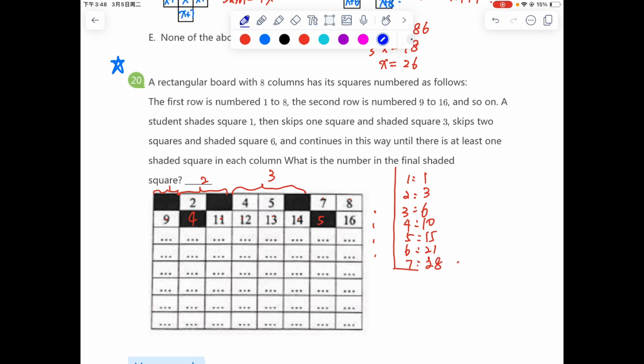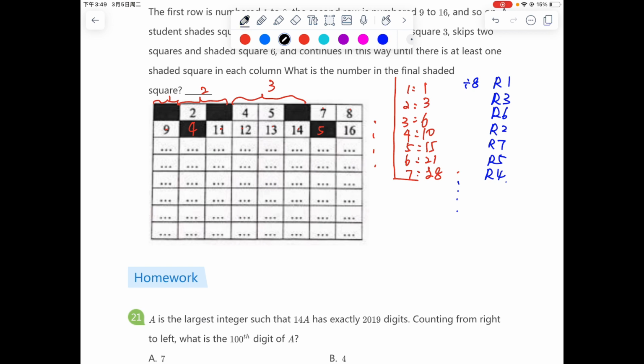Now let's think about how many numbers we have in one row. We have 8, so we just divide by 8. We can find the remainders are 1, 3, 6, 2, 7, 5, and 4. So now you can continue the list. Actually, 1 plus 2 plus 3 plus 4 plus 5, we continue like that. So we can write down the black square as 1 plus 2 plus 3 and so on up to n.